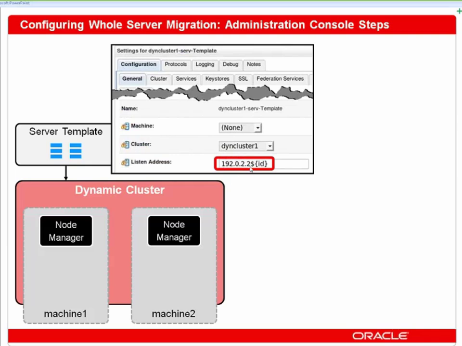192.0.2.2. And then here we've got $ID, which is a macro that will translate to your server ID. So whatever the server ID is, for the first server that starts up this will be a 1, the second one will be a 2, and so on. So the first server that starts will be .21 and the second one will be .22.